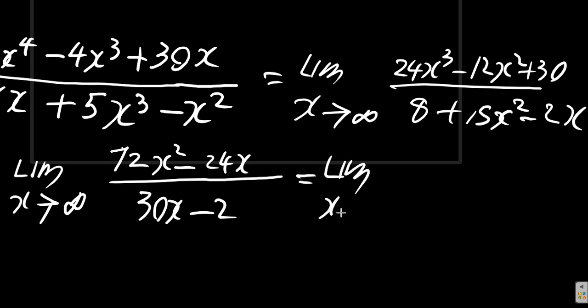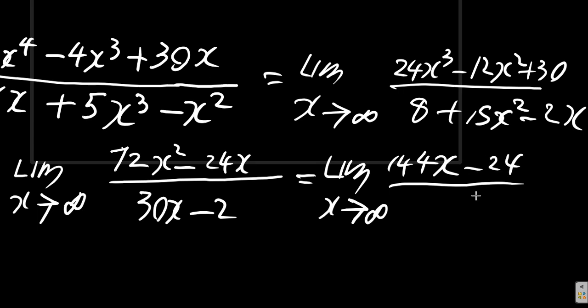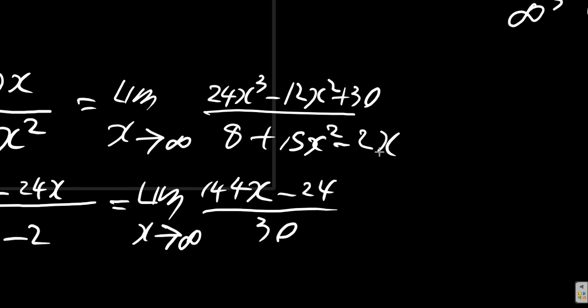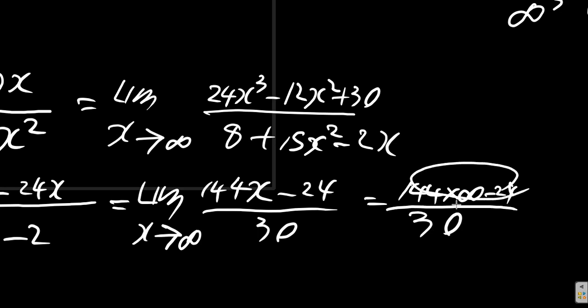So you differentiate again. The limit as x approaches infinity of 144x minus 24, divided by 30. Now you don't have infinity over infinity anymore. You're going to have infinity over a number. 144 times x will be 144 times infinity minus 24 over 30. But this up here will become infinity, so infinity over 30 is infinity.